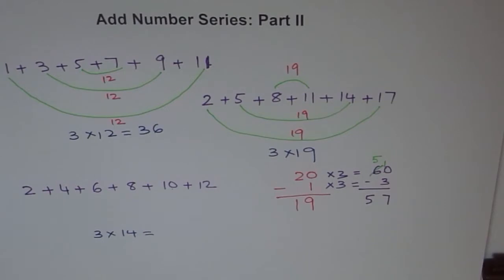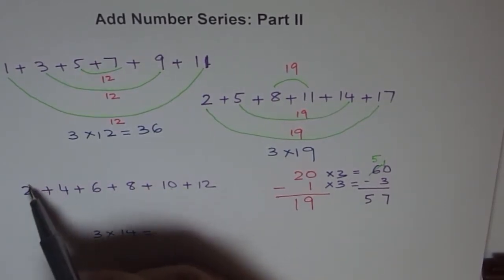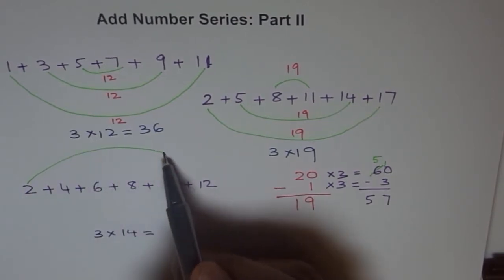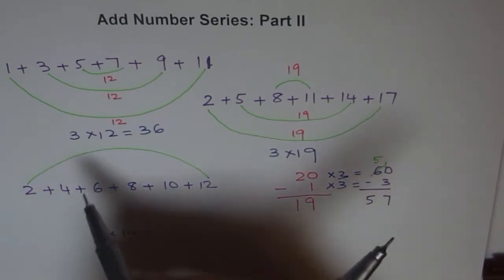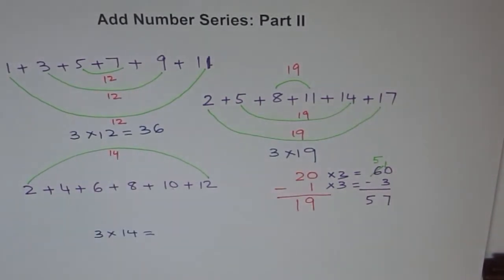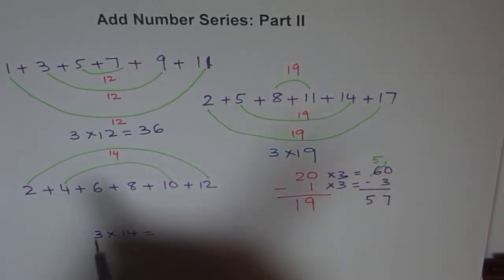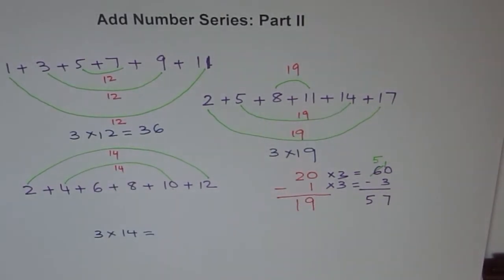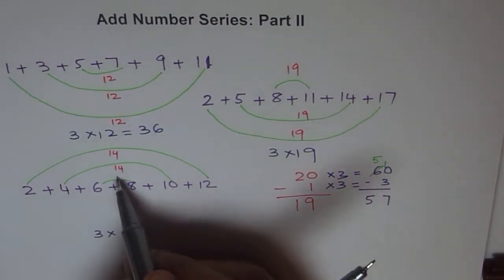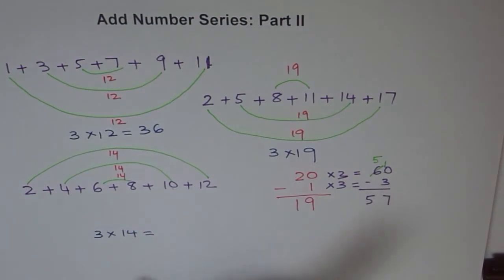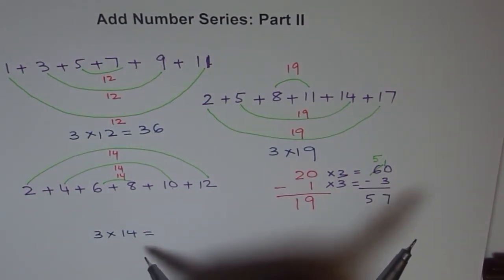Let's do it. Do we get the same answer? Okay, let's group them. 2 plus 12 is how much? 2 plus 12 is 14, right? Yes, it is. How about 4 plus 10? Another 14, correct? Yes, it is. How about 6 and 8? Another 14, correct? So 3 14s. How will you do 3 times 14? Oh my God, that's difficult.